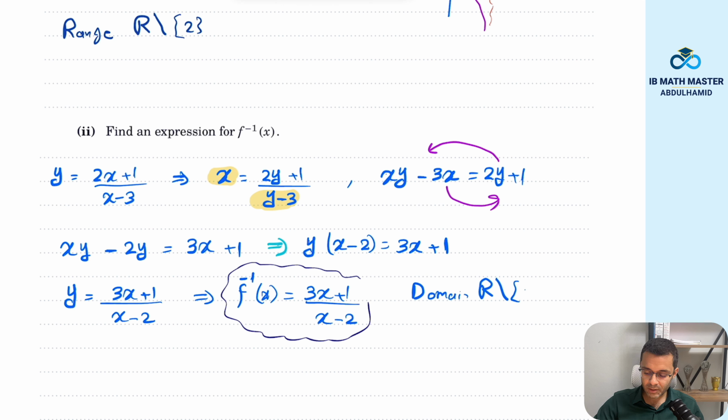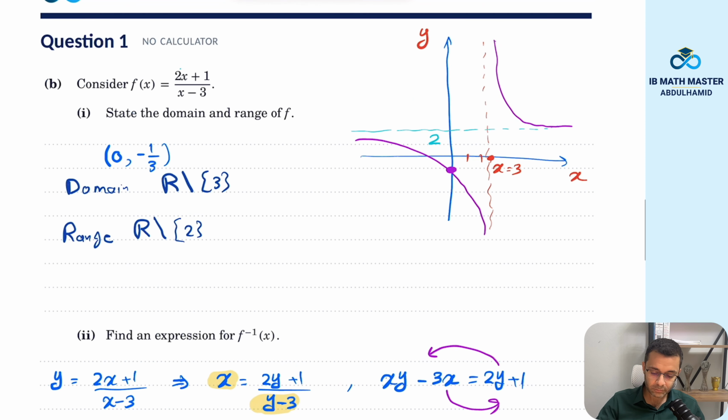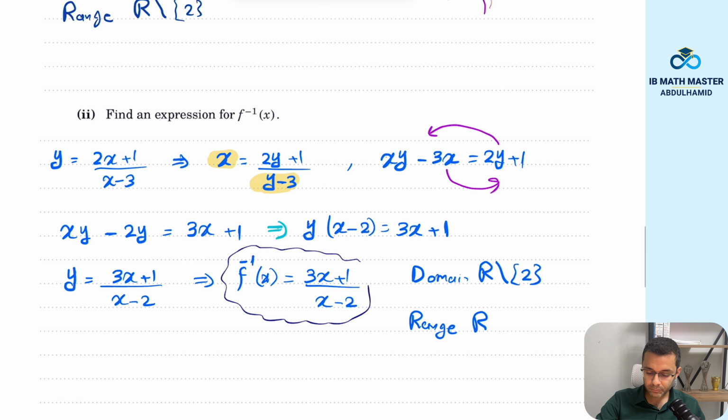So except 2. For the range, again, like we did before in the example above, we exclude the horizontal asymptote. Here, the range will be R, all real numbers, except for the horizontal asymptote. To get the horizontal asymptote, you divide the coefficient of x here, 3, by the coefficient of x here, which is 1. So it will be R except 3, all real numbers except 3.